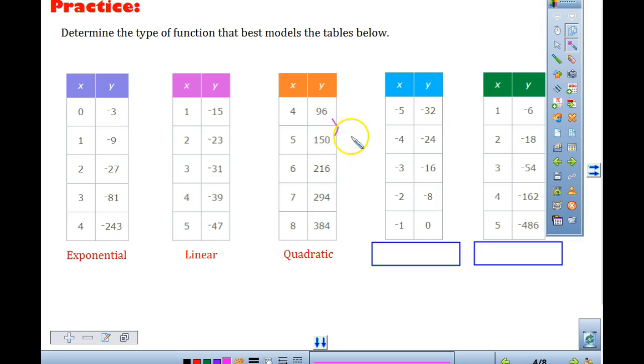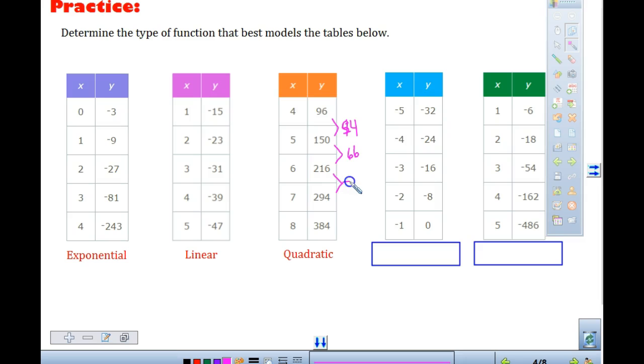Did anyone figure those? So, take your calculator right now. 150 minus 96 gives us what for the first one? How much? What did you say? 54. Okay, I thought you said 44. Thank you. The next one. Not the same, right? Common difference. 216 minus 150 gives us, and 216 to 294.